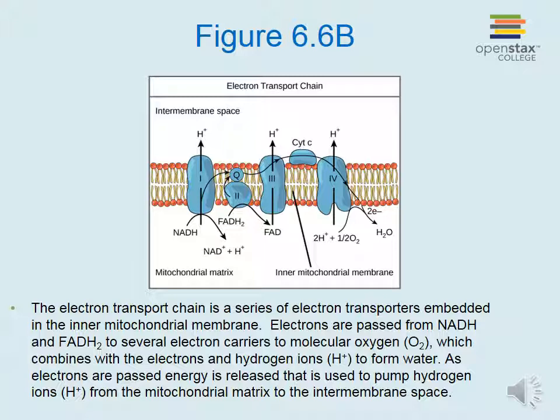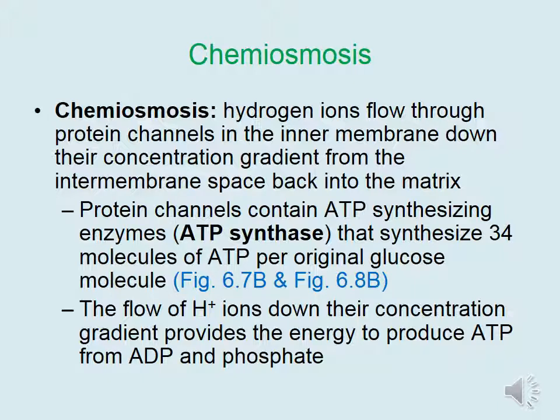Electrons are passed from NADH and FADH2 to several electron carriers, ultimately to molecular oxygen, which combines with the electrons and hydrogen ions to form water. As electrons are passed, energy is released that is used to pump hydrogen ions from the mitochondrial matrix to the intermembrane space. Remember that I stated that it is the step after the electron transport chain that produces the most ATP in our cells during cellular respiration.